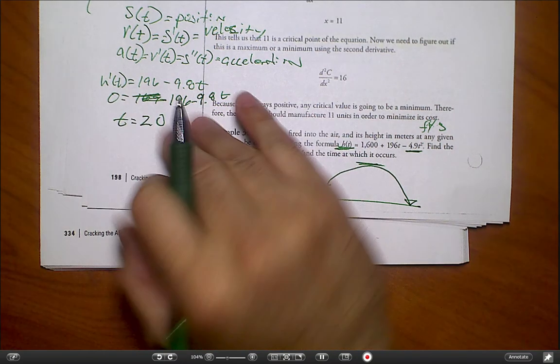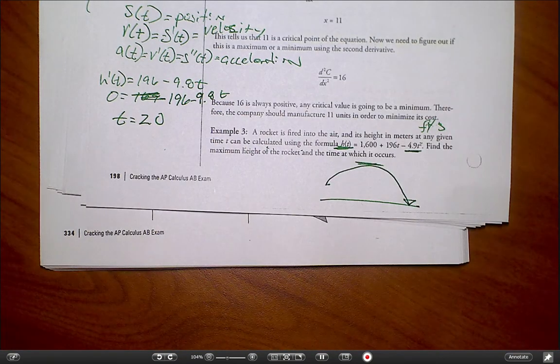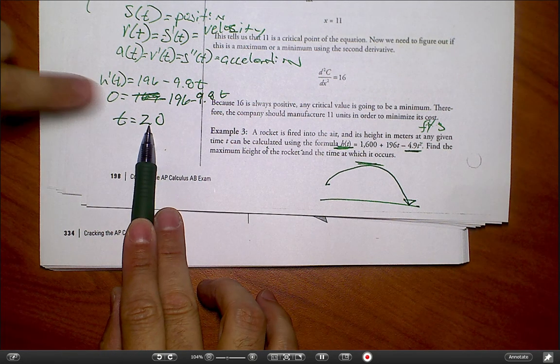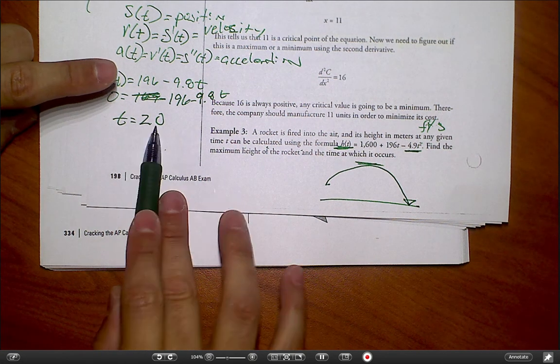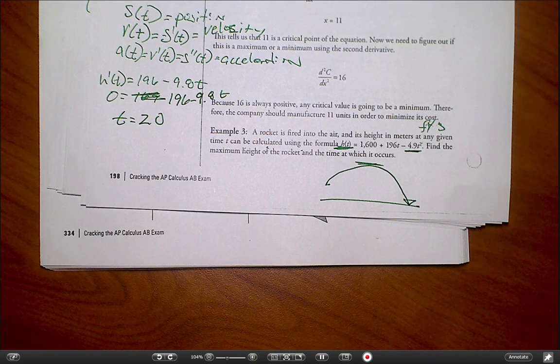So t is 20. Now that is super important. In the real life sense, you guys actually have to understand and tell me what that means. Conceptualize this. What does that actually mean? It's the maximum time at which it reaches the maximum height. Yeah, it takes 20 seconds. At 20 seconds, it is at its maximum height. That's very good.